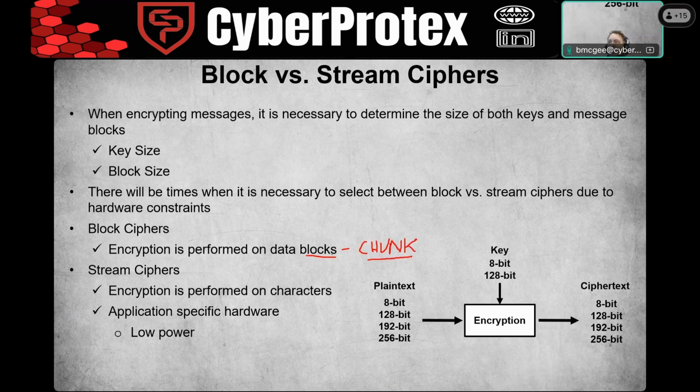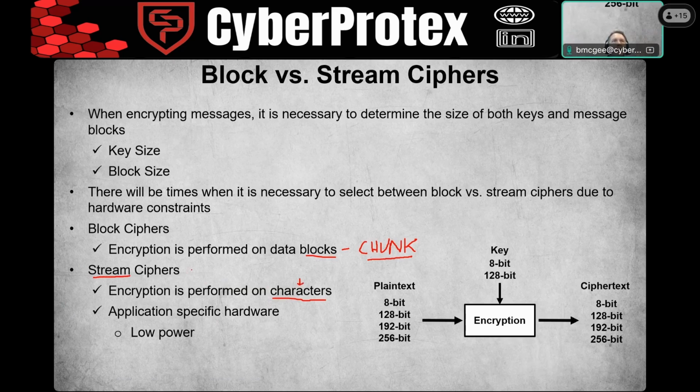If you think just 8 bits are a byte, if we were to take a byte, that would be a chunk of data. And so that's a block. In that particular case, think about a butcher cutting up meat, they would cut it up into big chunks of meat. Whereas the stream cipher is individual characters.